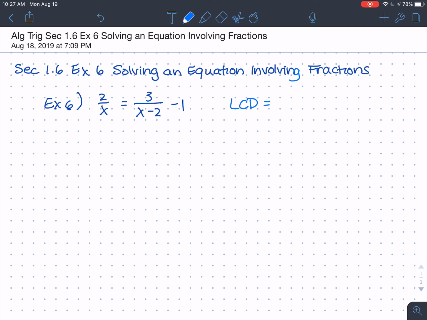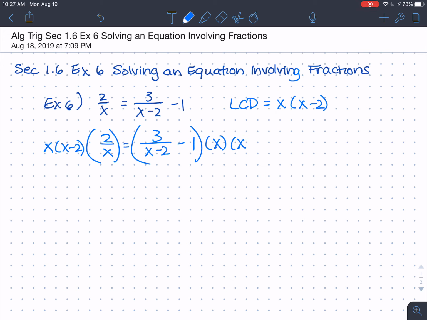So normally to find your LCD, you've got to factor the denominators first, but these denominators are already factored, so we can look at them and see what our LCD is going to be. So then, I'm going to go ahead and rewrite the problem here. I'm going to multiply both sides by the LCD.